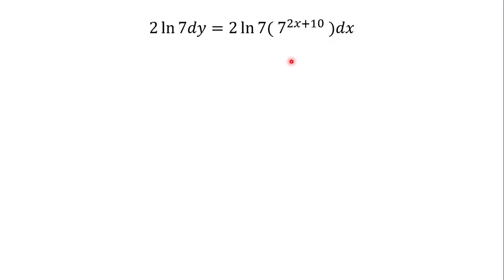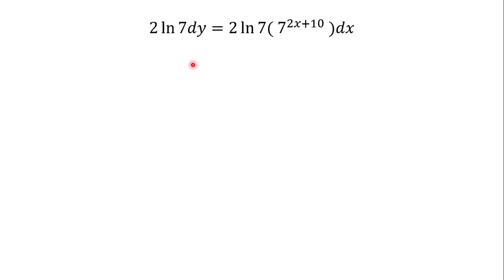And when we do that, it makes the equation unbalanced, because with an equation, both the left and right hand side have to be the same. Whatever you do to the left hand side has to also be done on the right hand side. So to go by this, we are going to multiply through by 1 over 2 ln 7 dx, 1 over 2 ln 7 dx.